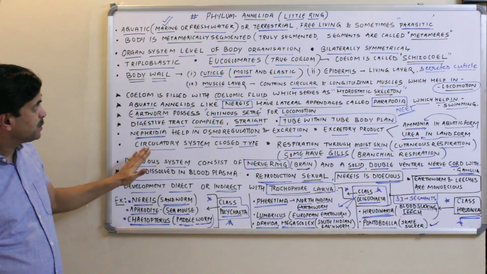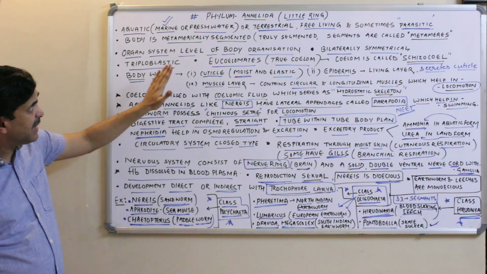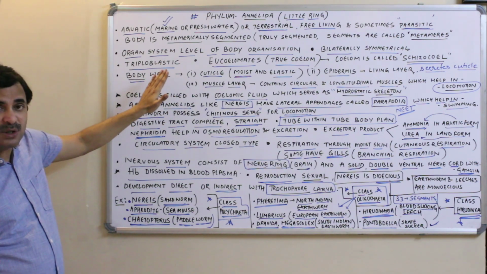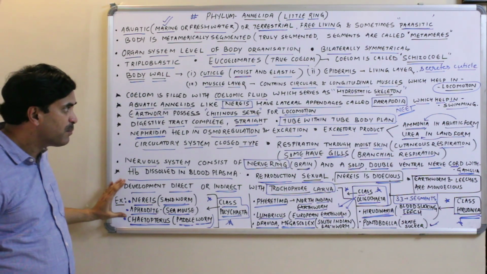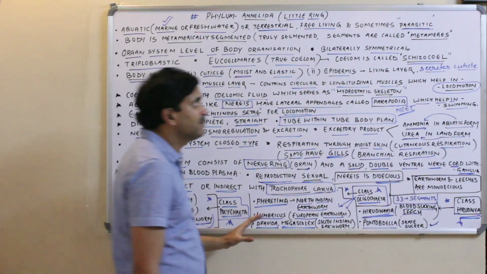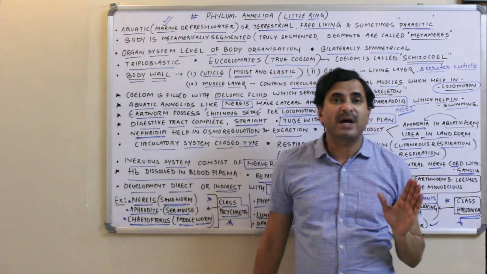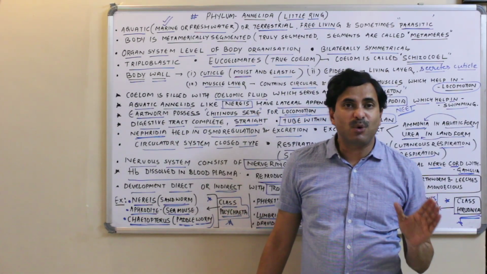Alright. So this was the phylum Annelida. We have discussed all the general features of the phylum, as well as some important examples of this phylum.